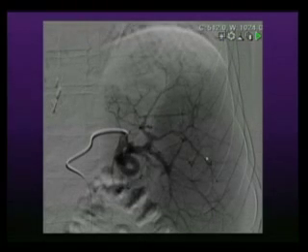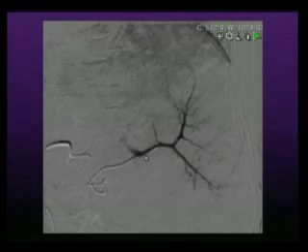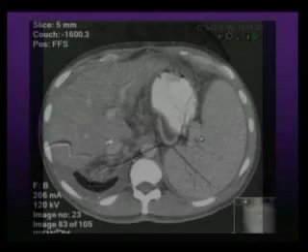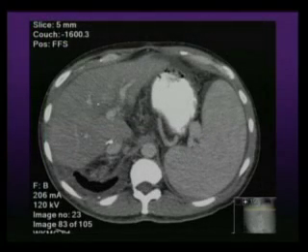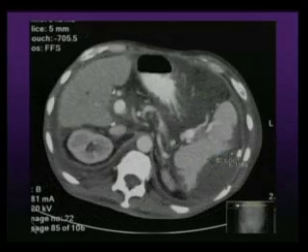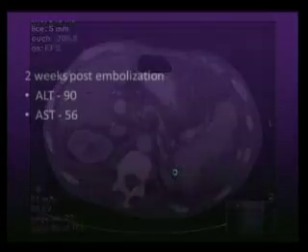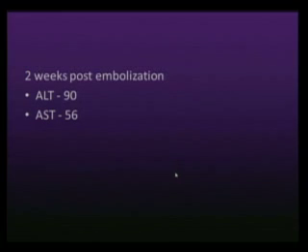This is his spleen. You see a markedly enlarged spleen. Embolized. This is post-transplant liver. Okay. This is the imaging post. This is post-embolization. 2 weeks post, AST and ALT return back to normal. So you can actually do this for a lot of different indications. You just need to realize that you can help a lot of patients through this procedure.